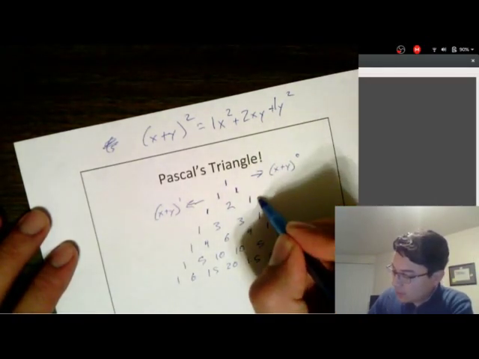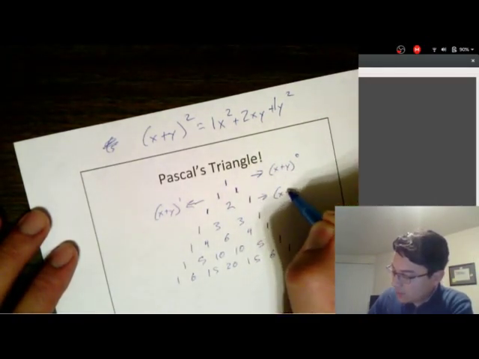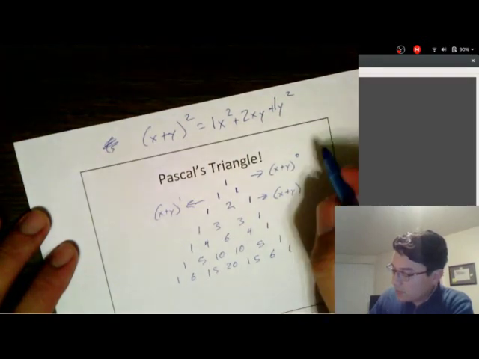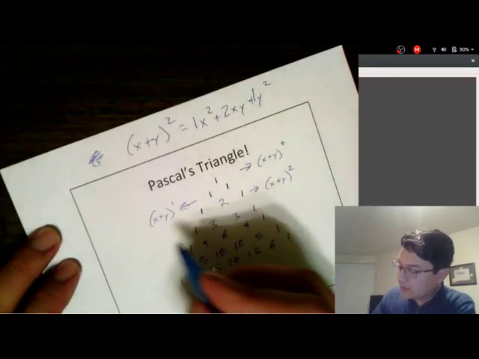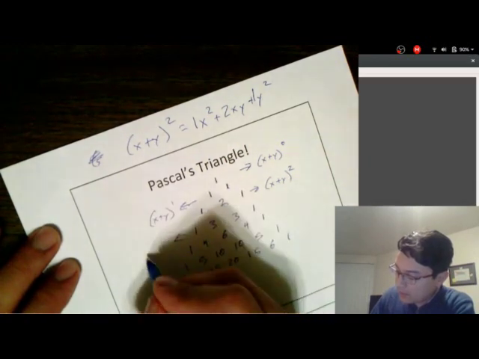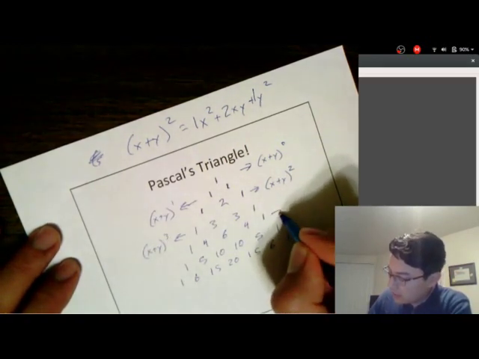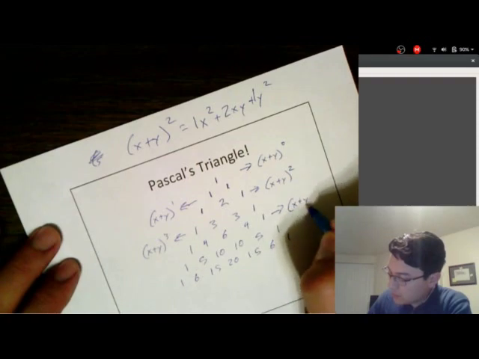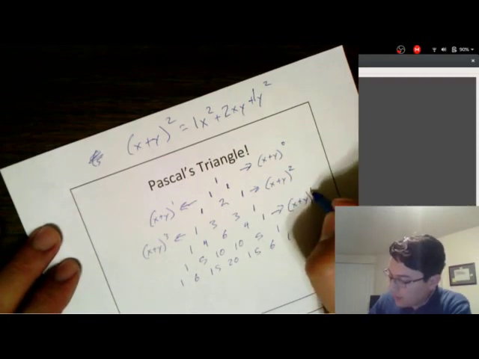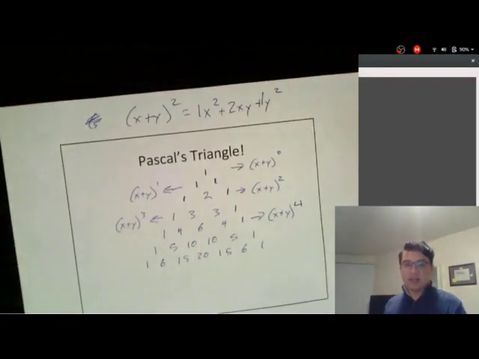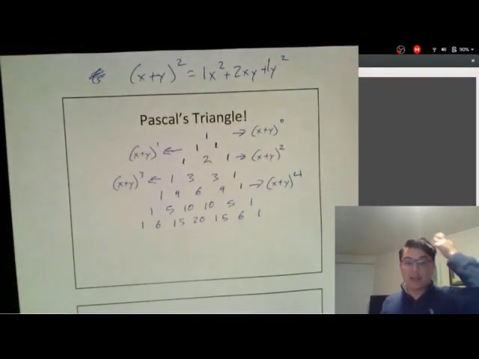This line is what you get when you do x plus y to the 2nd power, and so on and so forth. This pattern continues all the way down. So x plus y to the 3rd power, and this will be x plus y to the 4th power, and that continues for the next 2 as well. But that's how Pascal's triangle works. So let's take a look at our examples here.